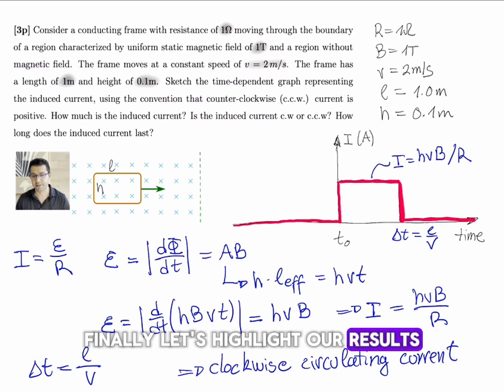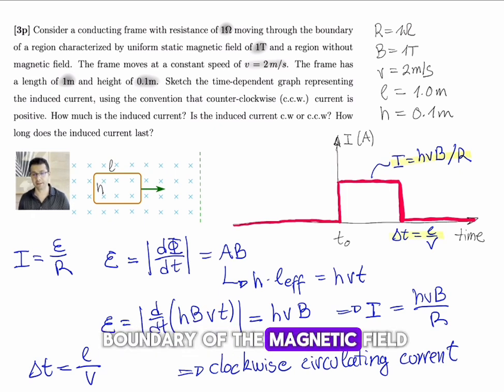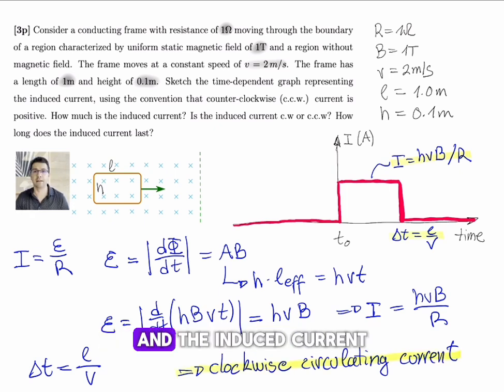Finally, let's highlight our results. The magnitude of the current is H times V times B divided by R. The time it takes to move through the boundary of the magnetic field is L over V, and the induced current in this circuit will circulate clockwise.